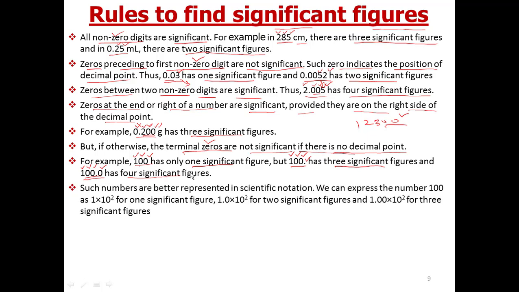Such numbers are represented in scientific notation. So we can express 100, as it has one significant figure, as 1 × 10 raised to the power 2, where it has one significant figure. Similarly, these exponential numbers are not counted in significant figures. Similarly, 1.0 × 10 raised to the power 2, if we write it like this, it has 1, and as 0 is after the decimal, it has 2 significant figures. Similarly, 1.00 × 10 raised to the power 2 has 1, 2, 3 significant figures.